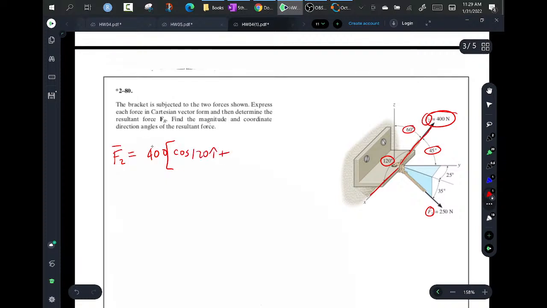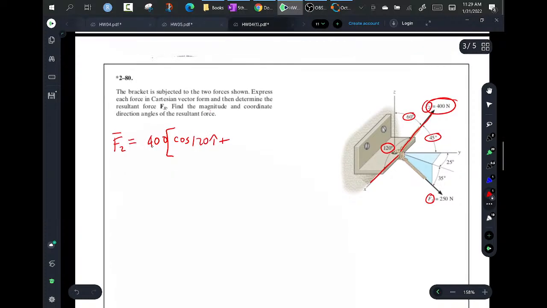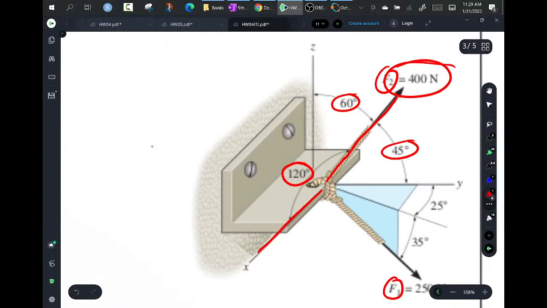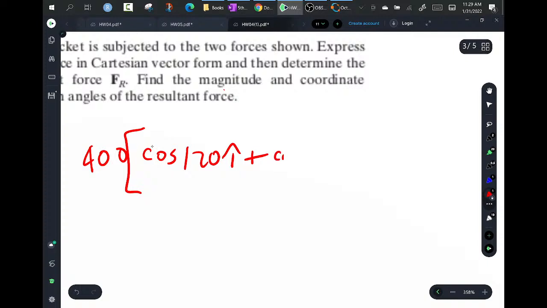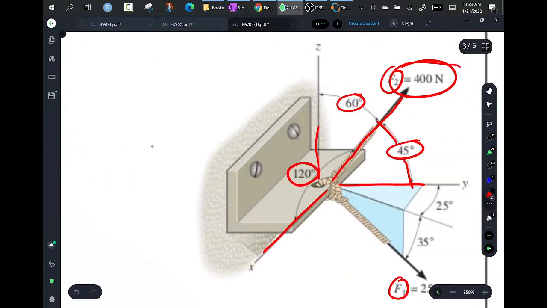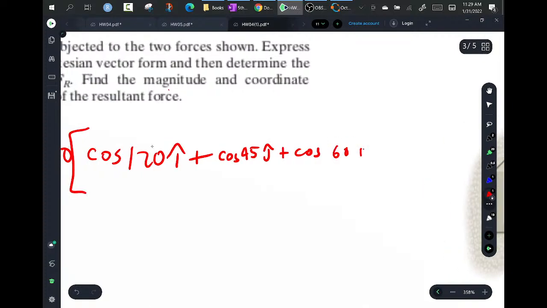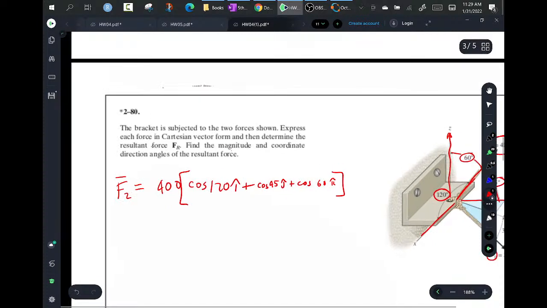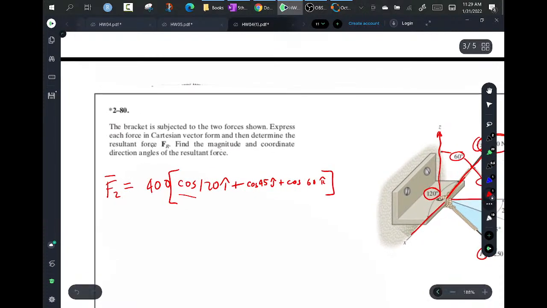120i plus the cosine of the angle between the vector and the y-axis, and that's the 45. And then the cosine of what's left, the angle between the z-axis and the vector, which happens to be 60. That's it. So all you do is take the cosine of that, put it there, cosine of that, multiply it times that, and go through that.